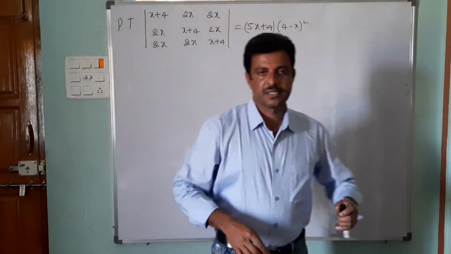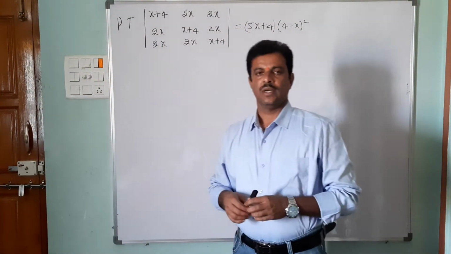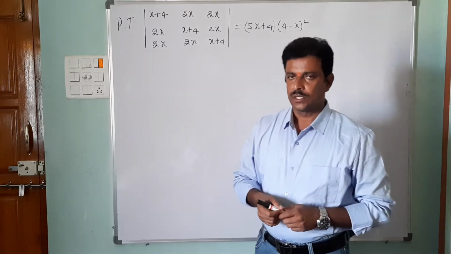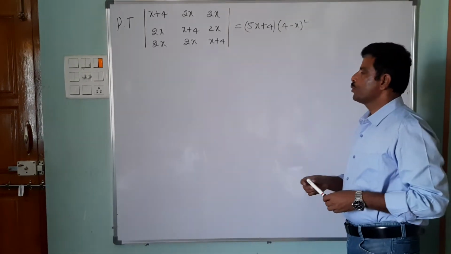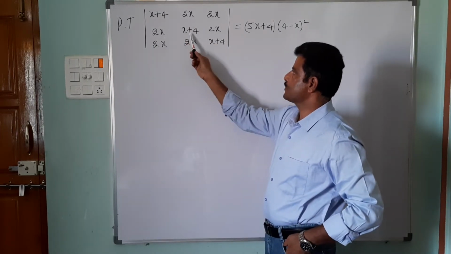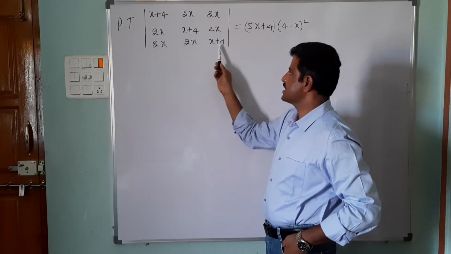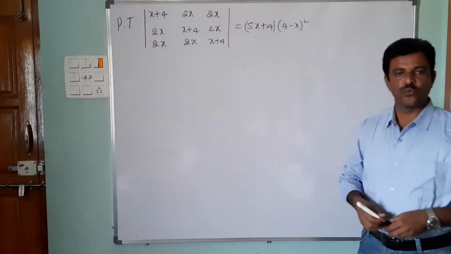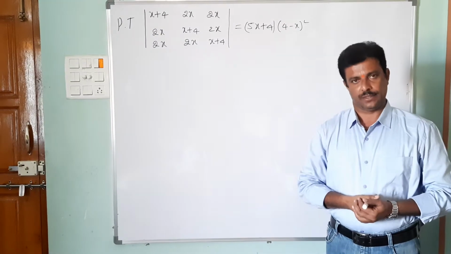Okay, dear students, today also let us discuss some determinants problems. The problem is: prove that the determinant |x+4, 2x, 2x; 2x, x+4, 2x; 2x, 2x, x+4| is equal to (5x+4)(4−x)².